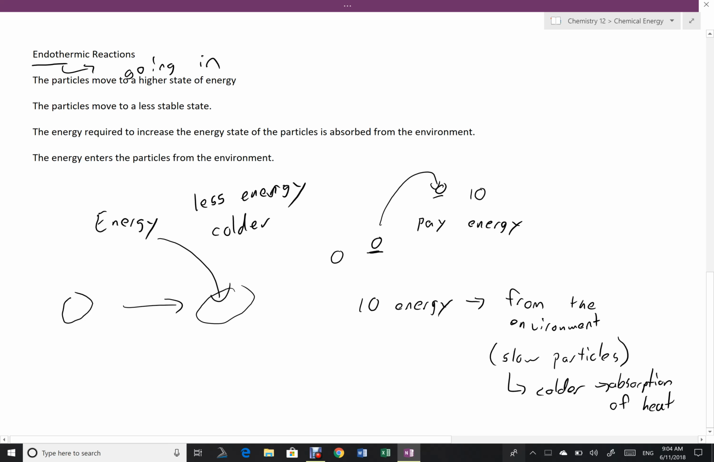Endothermic, the particles are going from a low state of energy to a high state of energy. The energy is going into them, and so the environment itself has to give up that energy, and so it's getting colder.